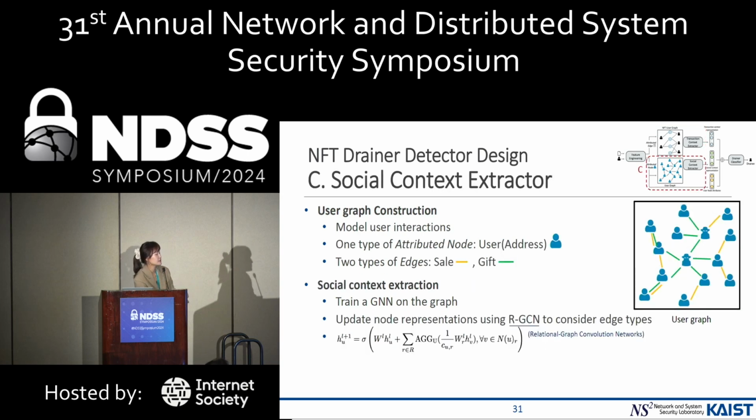Next, we construct a user graph to model user interactions. There is one type of node, user node, with user attribute, which also comes from feature engineering. Users who make transactions with each other are connected by an edge according to their transaction type, sale or gift. We also use this graph to train another graph neural network to learn social context. We employ the RGCN model to consider edge types, and the training process can be formulated like this.